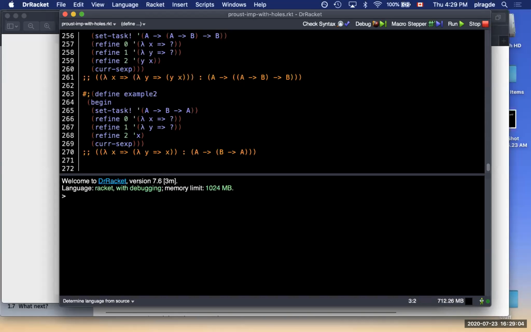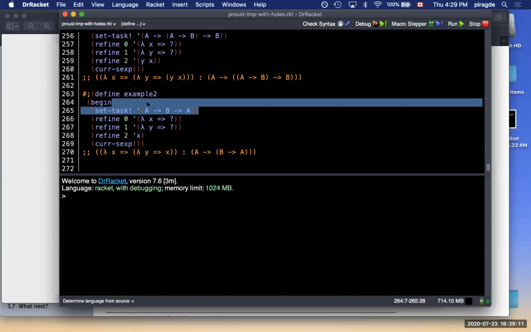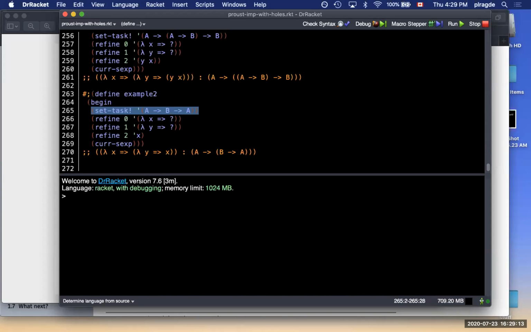So we're going to work in the interactions window. And the first thing we have to do is set up a task. So we set the initial task to be A implies B implies A. So this is what we want to prove. We want to prove A implies B implies A. And notice that the parentheses are gone. So this version of Proust knows about the right associative rule. So you can simplify some of the expressions. They don't have to be totally parenthesis heavy.